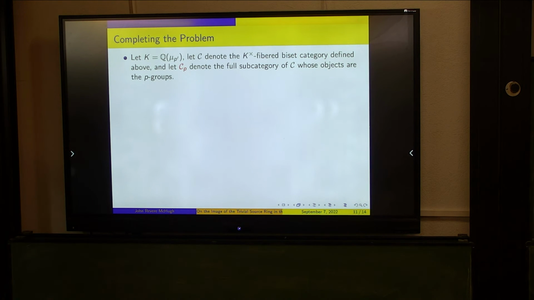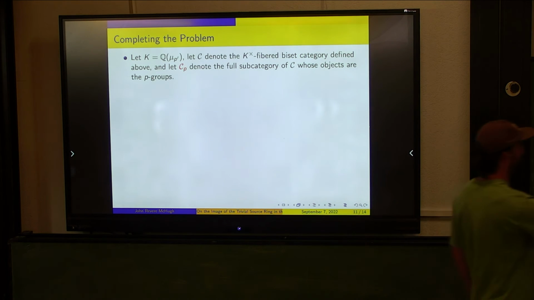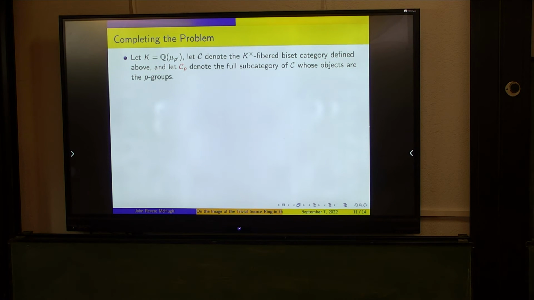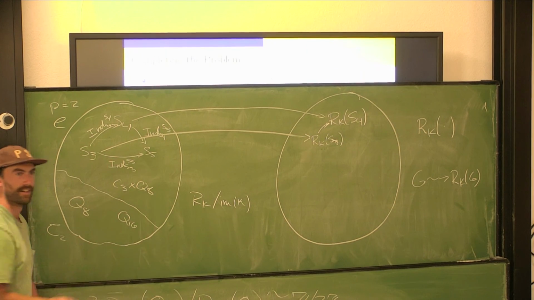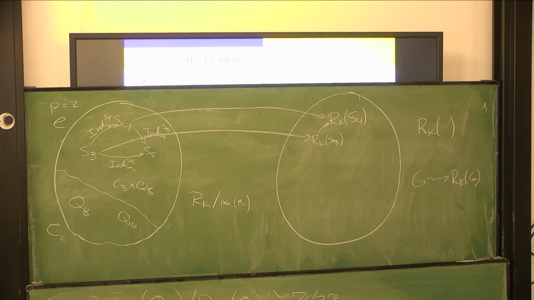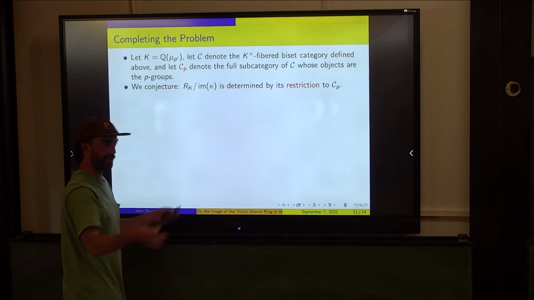Based on our observations from the table, what we think is that the whole functor, RK mod the image of kappa, is somehow determined by its restriction to that subcategory. So that's what I've written here. RK mod the image of kappa is determined by its values at the P groups.